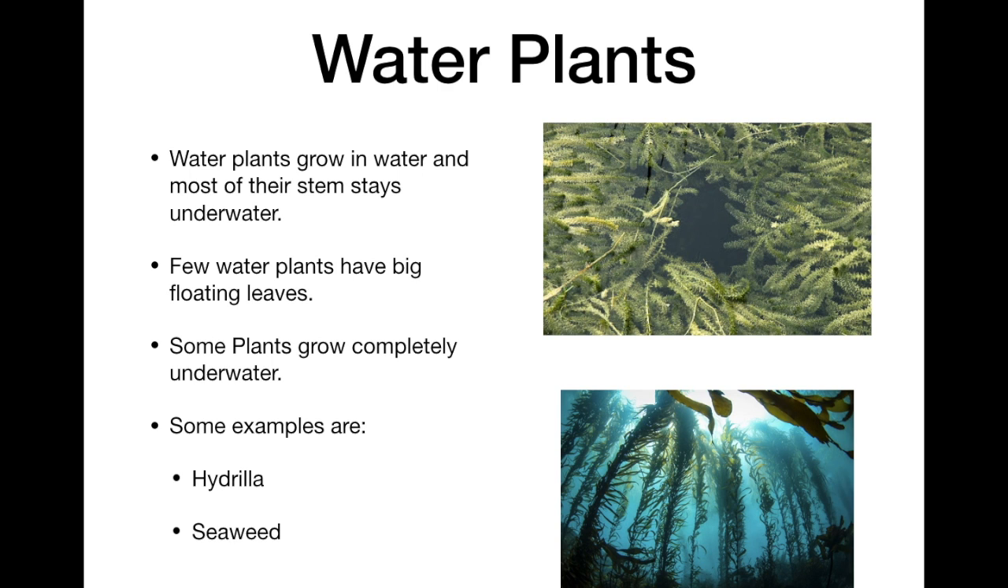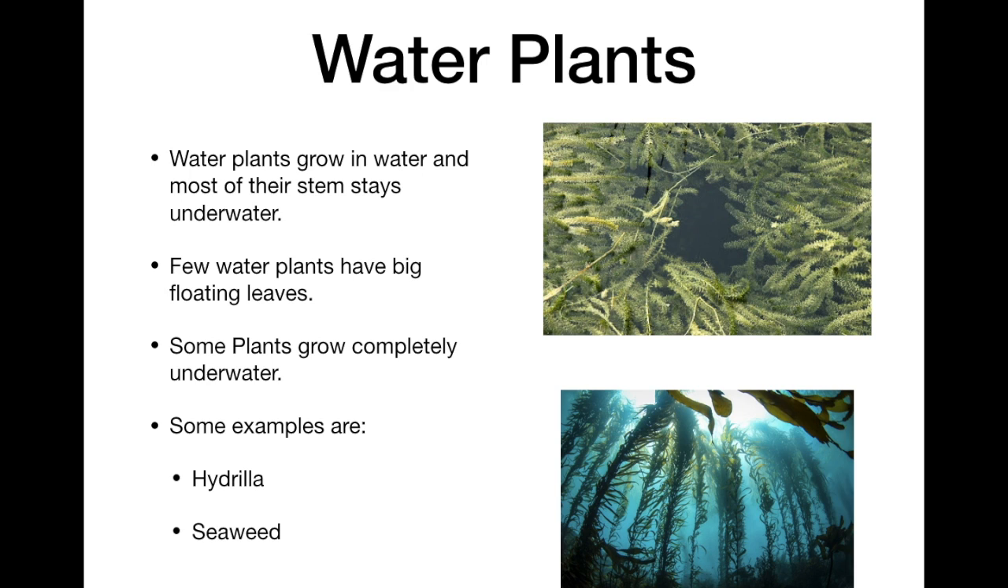Next, we have water plants. Water plants grow in water, and most of their stem stays underwater. Few plants have big floating leaves, like lily pads and stuff like that, I'm sure you guys have seen. Some plants grow completely underwater. Some examples of this are hydrilla and seaweed.